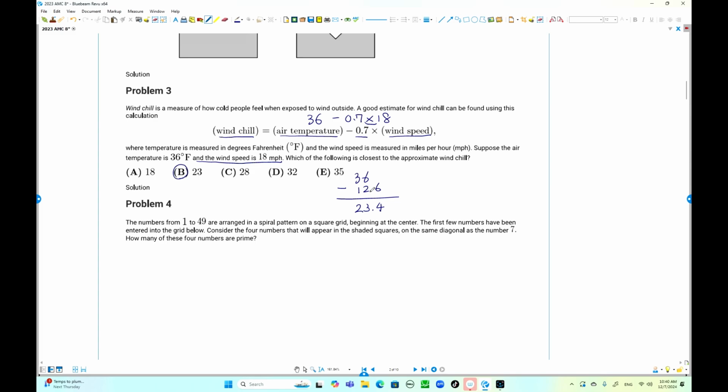Or you can use this, approximately 13, right? So 36 minus 13, you can use this.